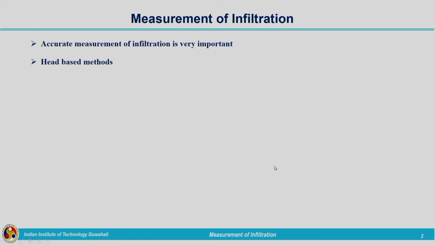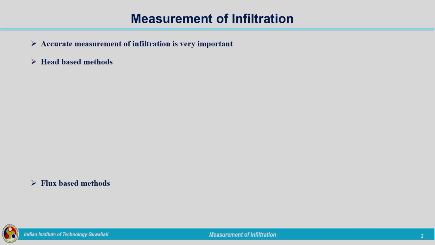Based on the different approaches utilized for measuring infiltration, it has been divided into two. One is termed the head-based method and the other is the flux-based method. As the name indicates, in the head-based method, a certain head is the driving force. That is, the force causing the infiltration is the head prevailing on the ground. In the flux-based approach, we provide a certain flux or intensity of water. It may be in the form of rainfall or by sprinkling water. We will see the different methods that use these techniques.